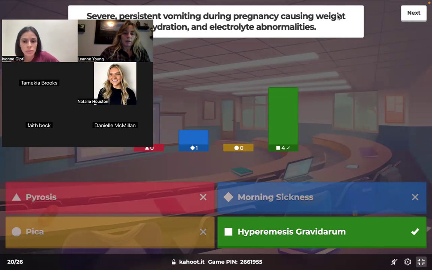Hyperemesis gravidarum is a lot more serious, and some women will actually have to be hospitalized for it and get nutrition IV or even just continuous fluids IV with around the clock antiemetics. It can be pretty bad sometimes. So yeah, if you see these words severe, persistent, that would be your hyperemesis gravidarum, not just your morning sickness.